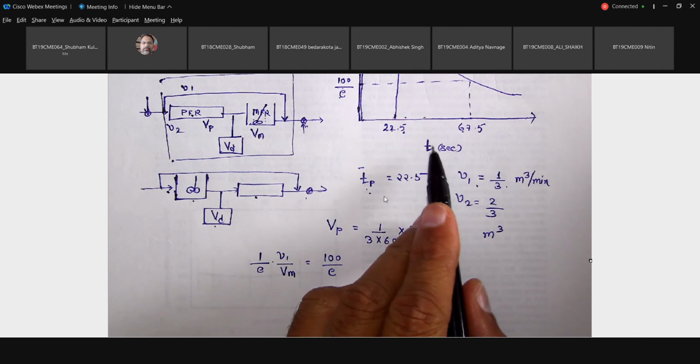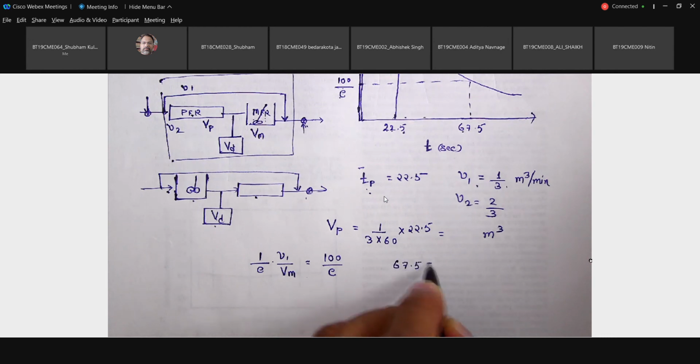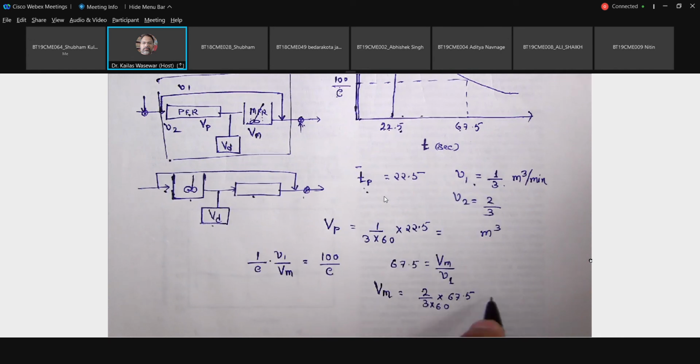And this T value, 67.5, is equal to VM upon... So by knowing this one, what will be the value of VM? 2 by 3 into 67.5 divided by 60. So what will be these values, VP and VM? Has anyone calculated? Just do the calculation.